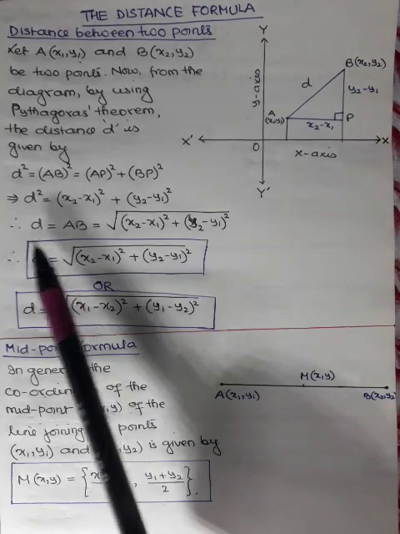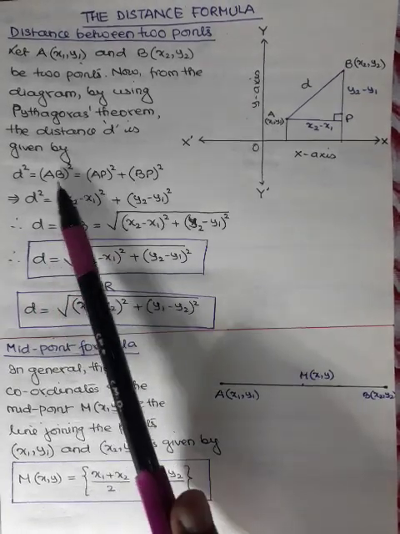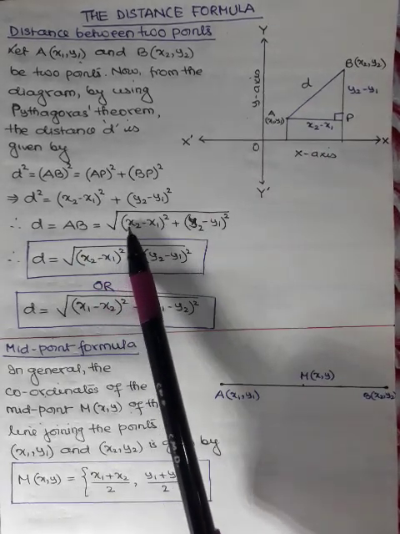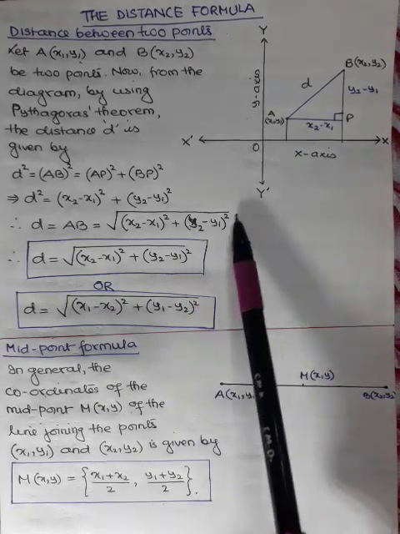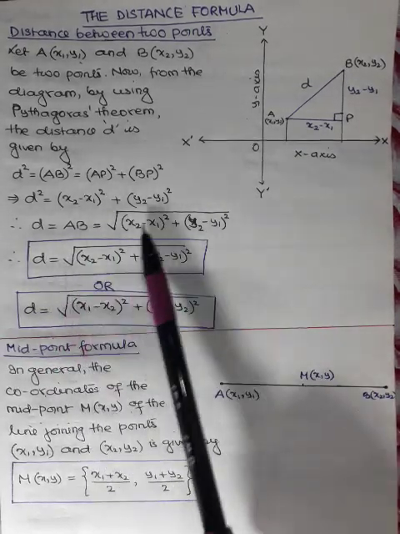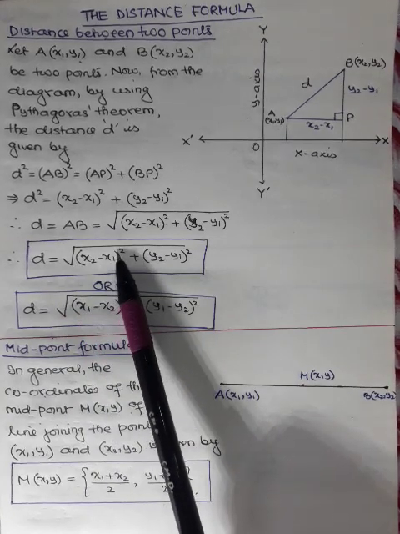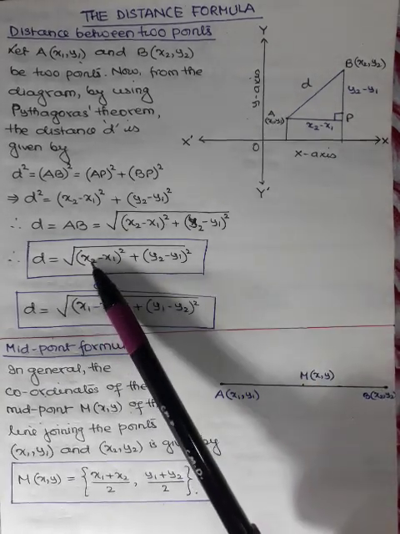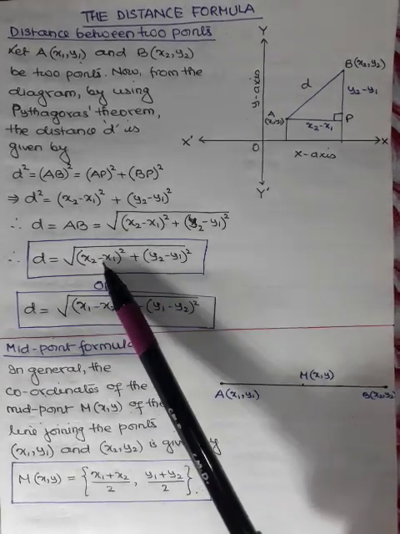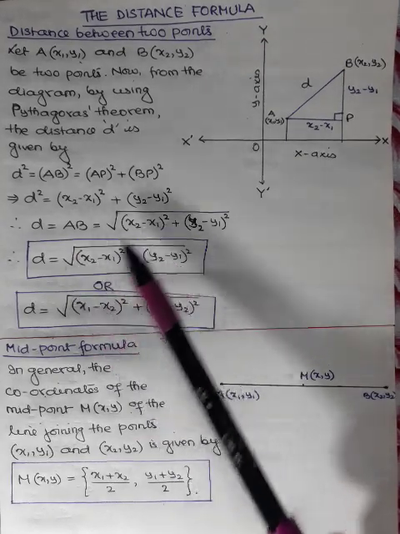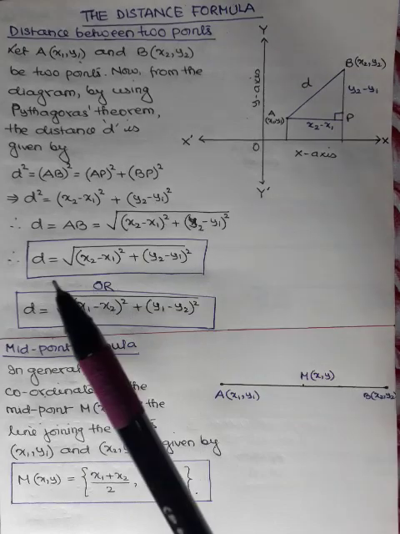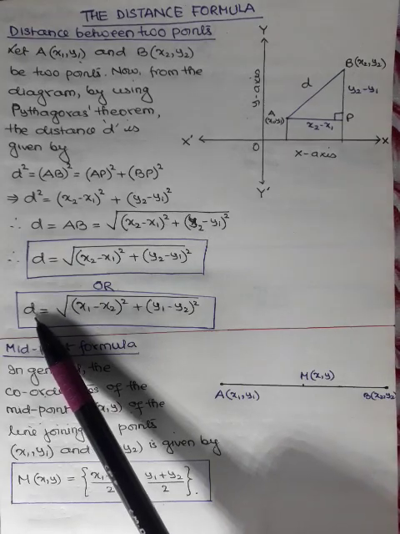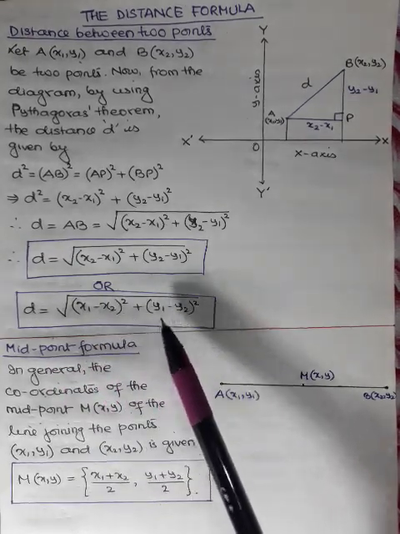If you take the square root on both sides, you get D, which is equal to AB, the distance between 2 points, equal to root over (x2 minus x1) whole square plus (y2 minus y1) whole square. If you want to write (x1 minus x2) whole square, at that time also you will get the correct value, because the square of a negative is always positive. Likewise, you can write D is equal to root over (x1 minus x2) whole square plus (y1 minus y2) whole square.